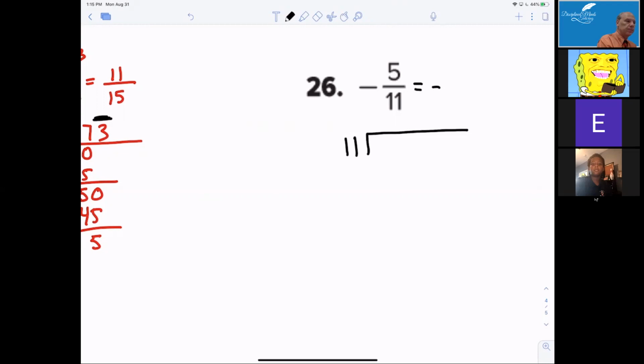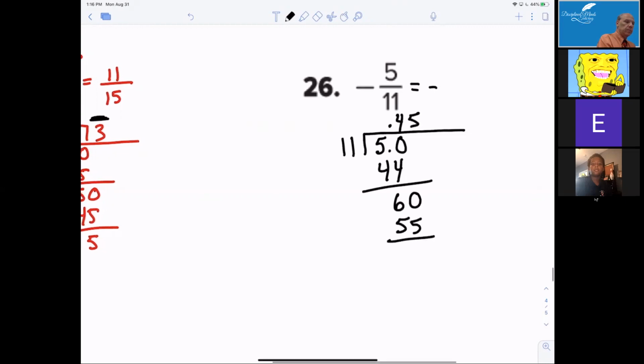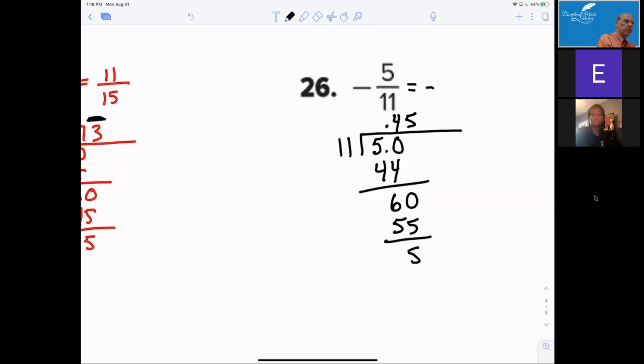All right, let's do 26. Go. So 11 can go into 50 4 times. 44. Now 44, minus that's 6. Good, 0, that's good. 55. And you'll do that 5 times. 5, and then you get a 5, and then that's going to make it repeated. So where does the fraction bar go? It'll be going over the 5. Yes, so I want everybody to put negative 0.45 and make sure your fraction bar is just over the 5.